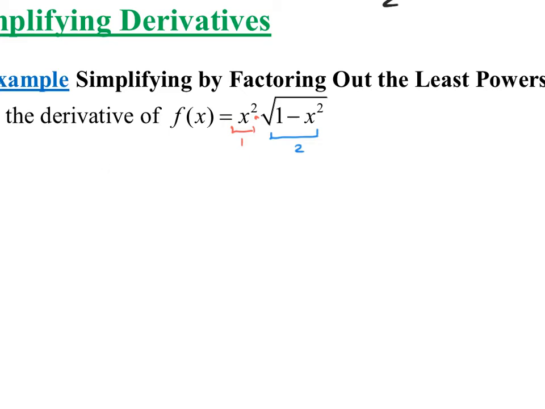So let's go ahead and remember what we do for a product rule. You do your first function, which is x squared. You need the derivative of the first function. Well, the derivative of x squared is simply 2x. Let's look at our second function.